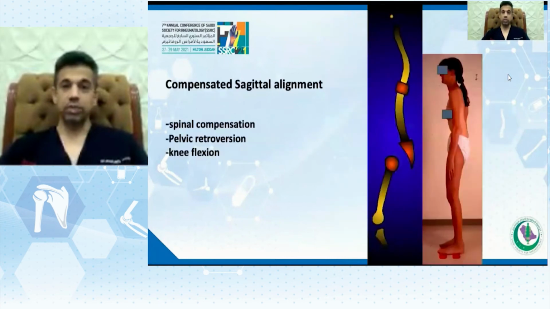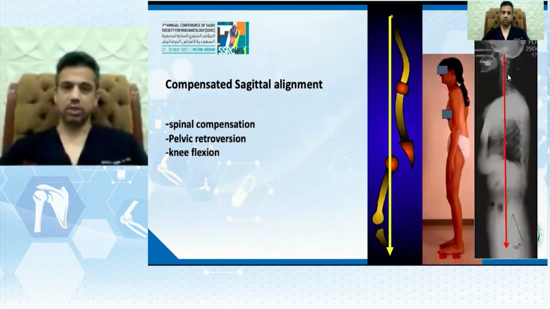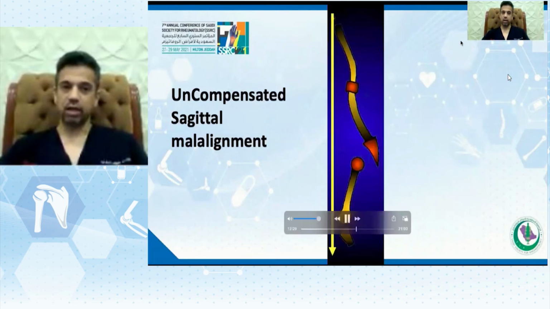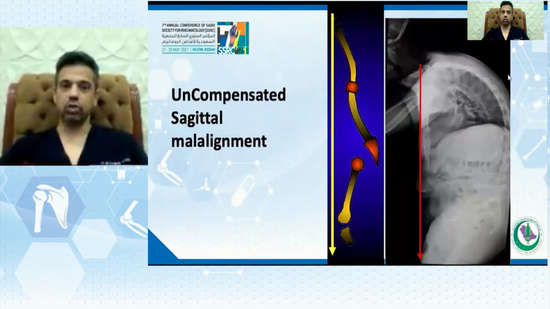The ideal, or what we call the economical way, is to have a balanced spine without any compensation. In the compensated gait, the hip is retroverted and extended and the knee is flexed, and the patient can have a balanced spine; that's called compensated gait. But when all the compensation is going on and the alignment is still off, with a completely failed sagittal profile, and the patient needs a walking aid like this lady, that's called uncompensated malaligned gait.